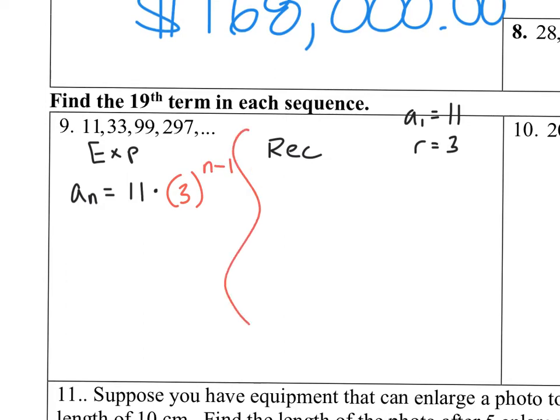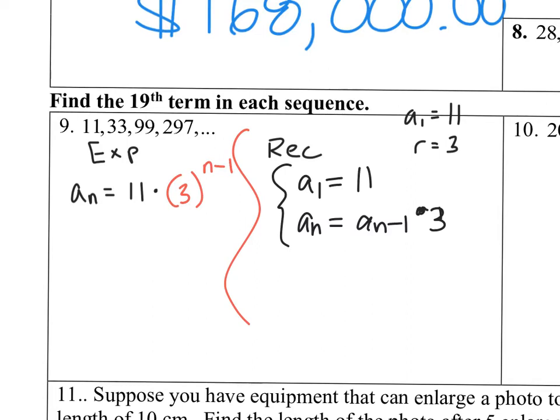Whereas the recursive formula, you need to do 2 lines. So a sub 1 equals 11. And then a sub n equals the previous term times r, which is 3. Oops, that's multiply. So again, the recursive formula has 2 lines.